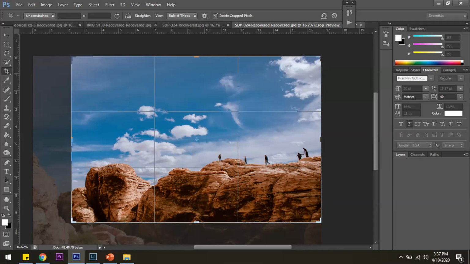So sa grid na yan, doon nyo makikita on how you have to put the most interesting parts of your subject, right? Or the most interesting parts in the photo. So this composition tip is what we call the rule of thirds. Familiar po ba ito sa inyo, especially doon sa mga bago po?